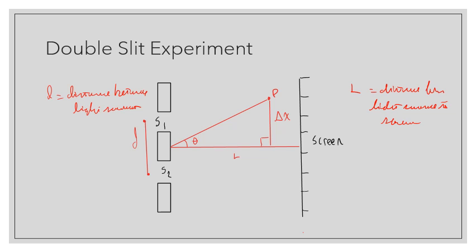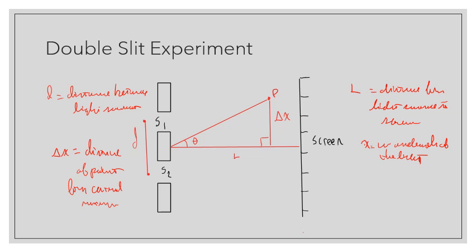So this delta x, that is the distance of the point that you're analyzing in this scenario from the central maximum. And lambda, that is of course the wavelength of the light. So all of these can be put together to create this equation. Delta x over L is equal to lambda over d.